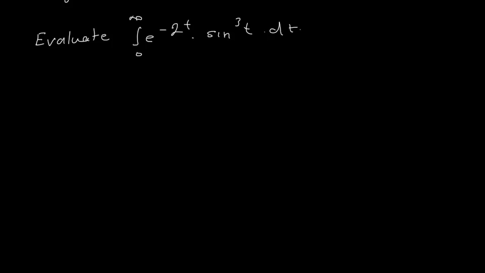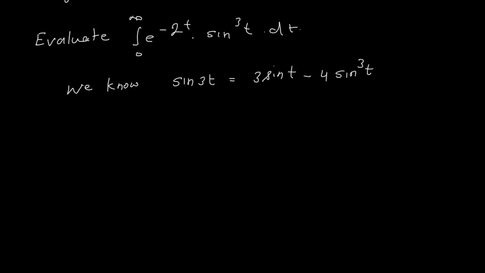That means we have to find Laplace of sine cube t. So let us understand what is sine cube t in terms of sine or cos. So here we know sine 3t. Sine 3t is 3 sine t minus 4 sine cube t.